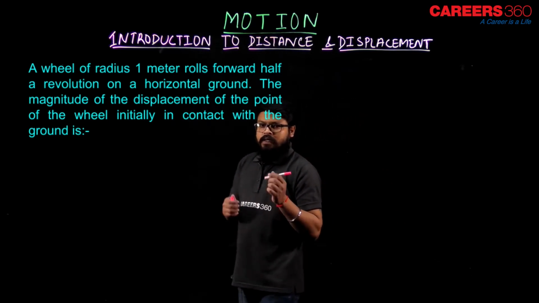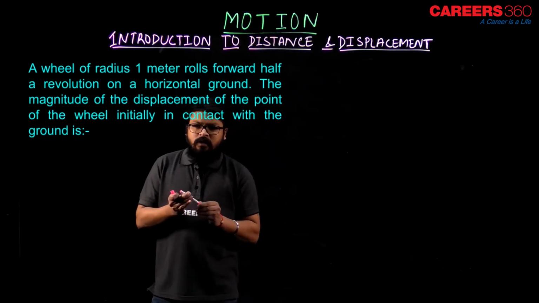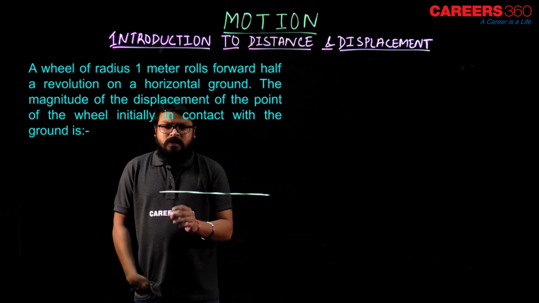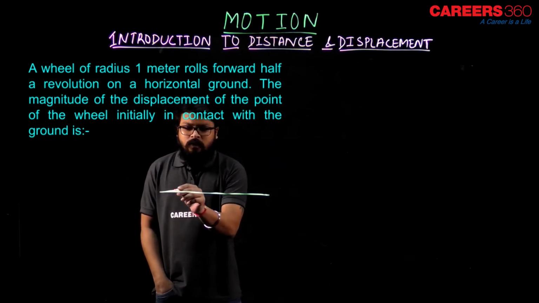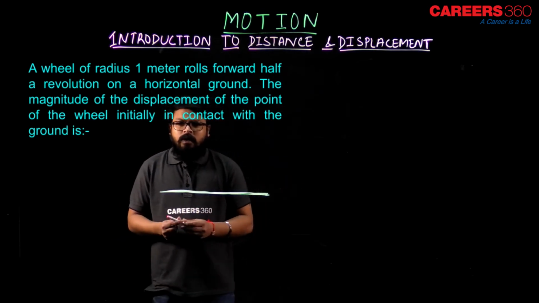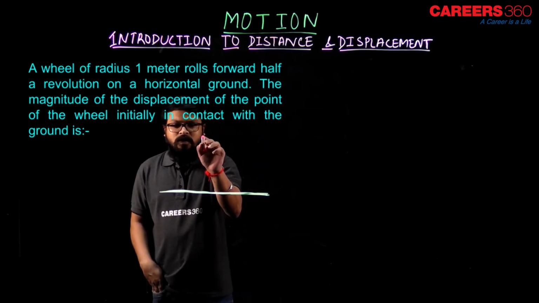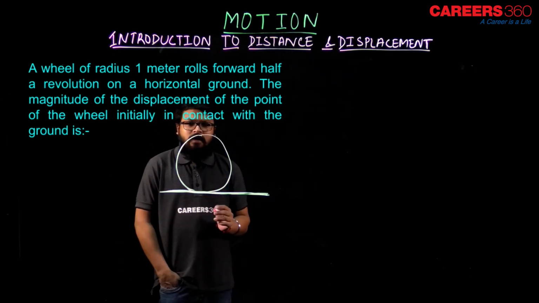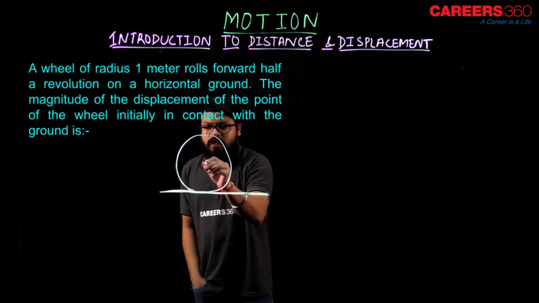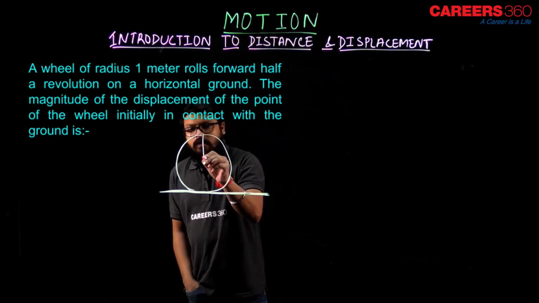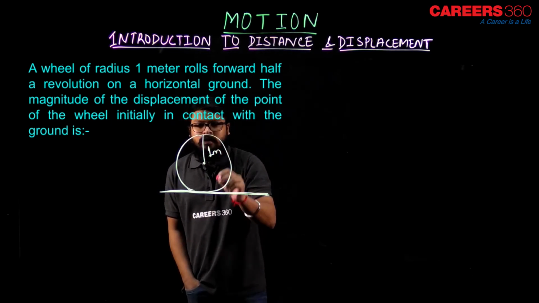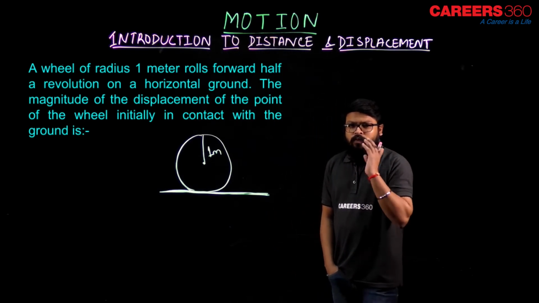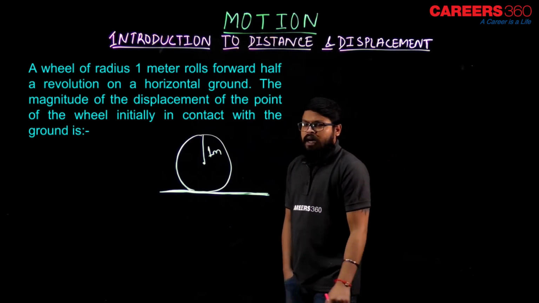Now, they are saying that there is a wheel of radius 1 meter. So, let's draw it. This is the horizontal ground. Now, the wheel of radius 1 meter. Let's draw the wheel also. Suppose this is the wheel, and the radius is 1 meter. It rolls forward half a revolution. Half a revolution means not complete but half.